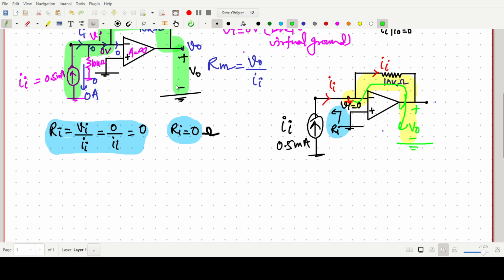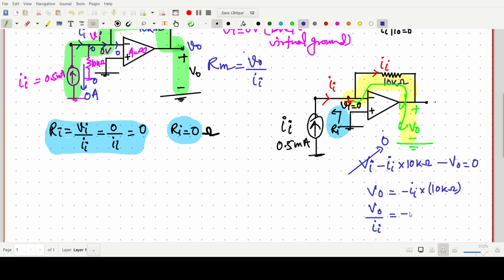So what we can write: Vi is 0, but still I am writing Vi minus Ii into 10 kilo ohm minus V naught equals 0. Vi is already 0, so no need to worry. So V naught equals minus Ii into 10 kilo ohm. So V naught by Ii is minus 10 kilo ohm, which is nothing but our Rm, the transresistance.